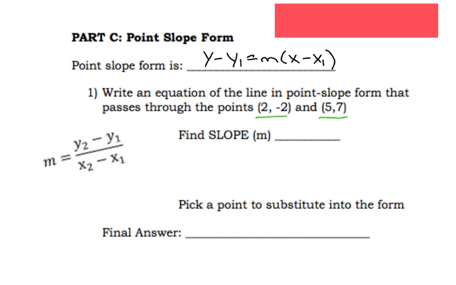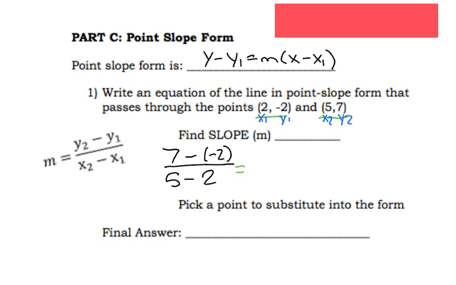So we need to first label our points x1, y1, x2, y2. This is x1, y1, first point, x2, y2, second point. According to this formula, y2 goes first, so that's 7 minus y1, which is negative 2, divided by 5 minus x1, which is 2.